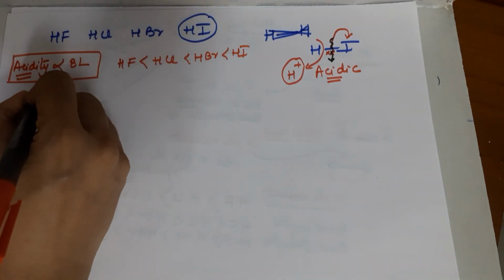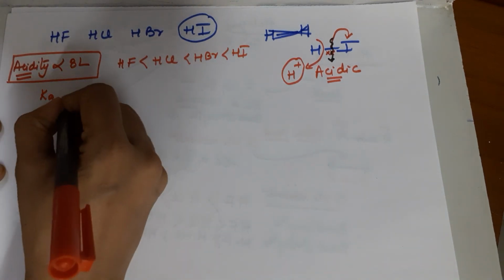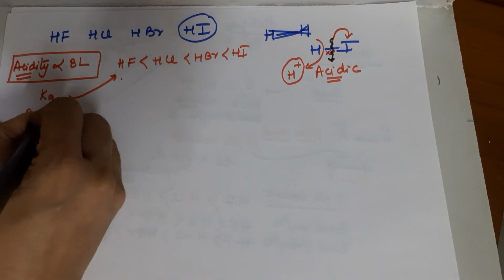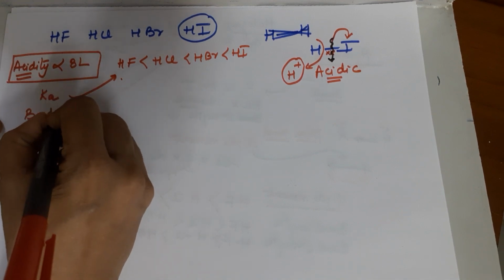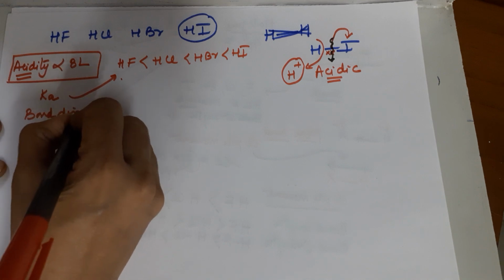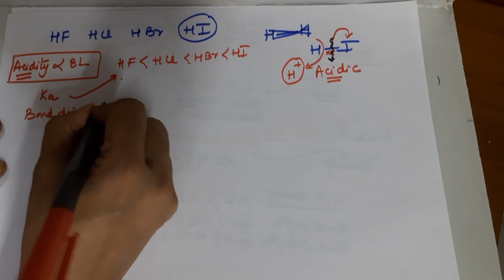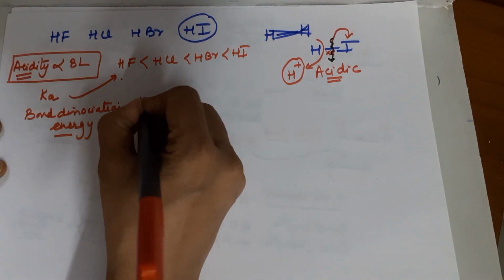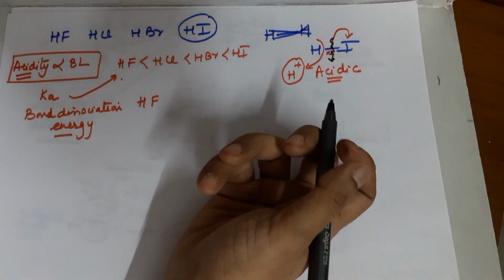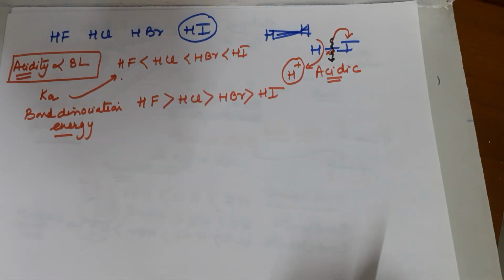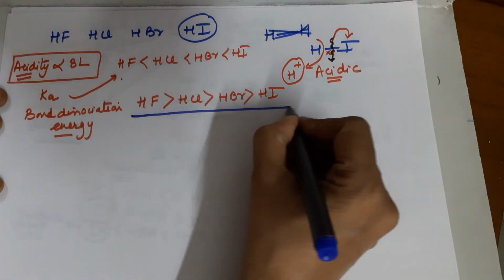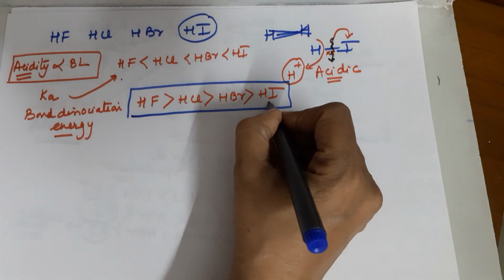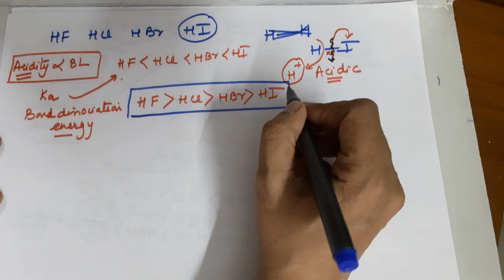Therefore, when you talk about acidity, the order would be this. The same question could be, they can ask you what is the value of Ka, or they can even ask you the bond dissociation energy. Now, which is the strongest bond? HF. So, it would be difficult to break this bond. Hence, the bond dissociation energy would be highest in case of HF and lowest in case of HI.